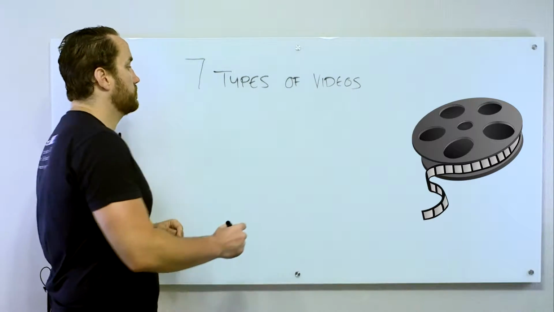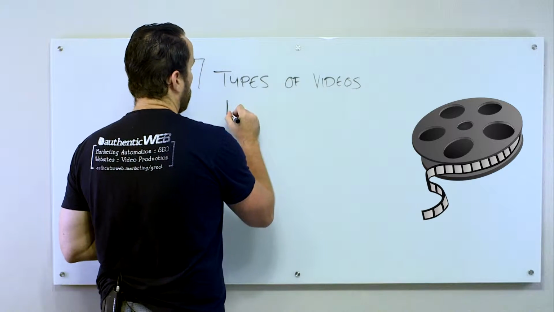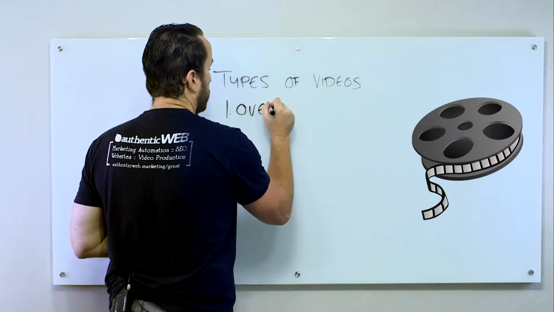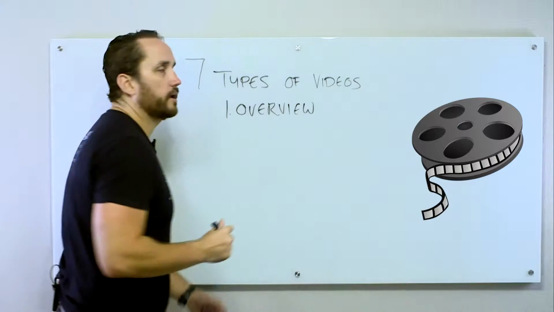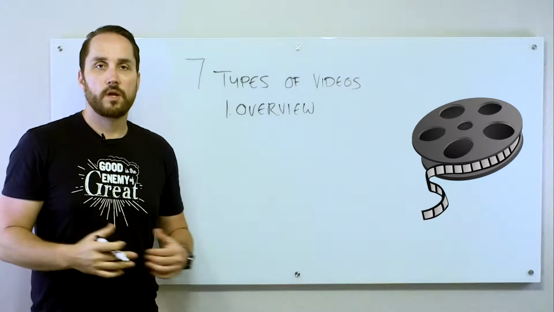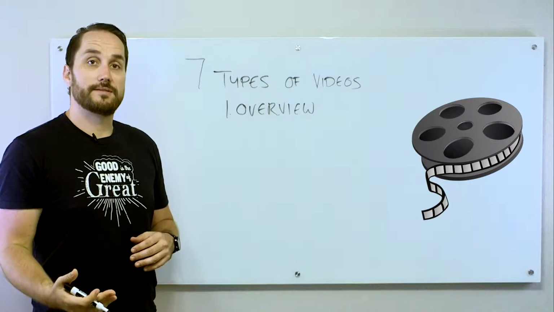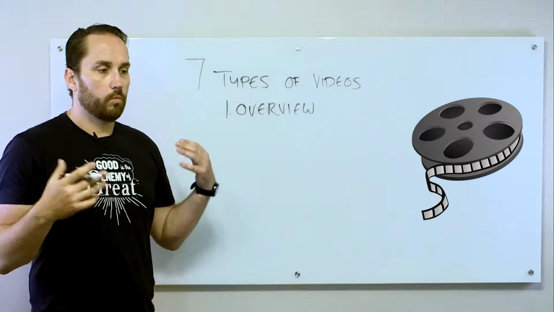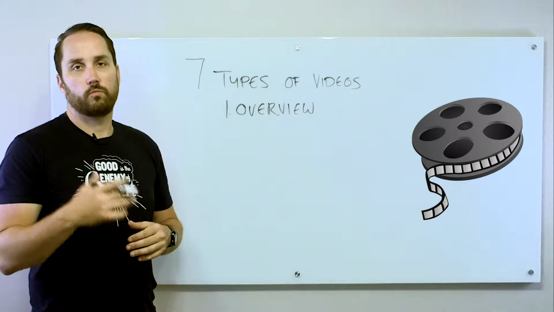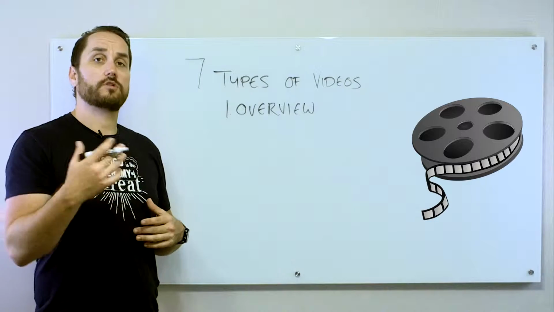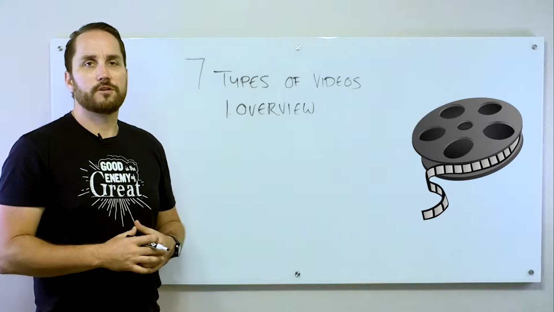Now, the first type of video is the one most people are thinking about when they think of video, and it's your overview video. This is mostly what most people call a commercial. It talks about your business, what you do, why you do it, what services you offer, and really tries to drive people. This is the video you'll find on your homepage.